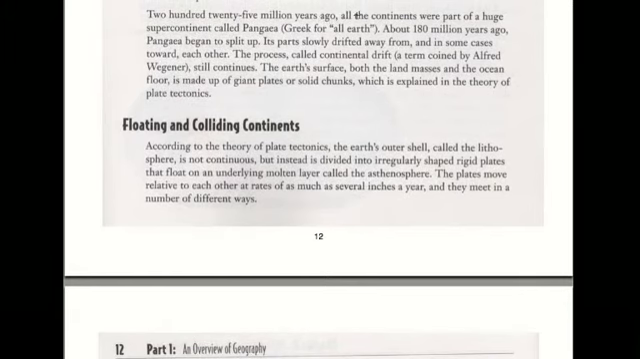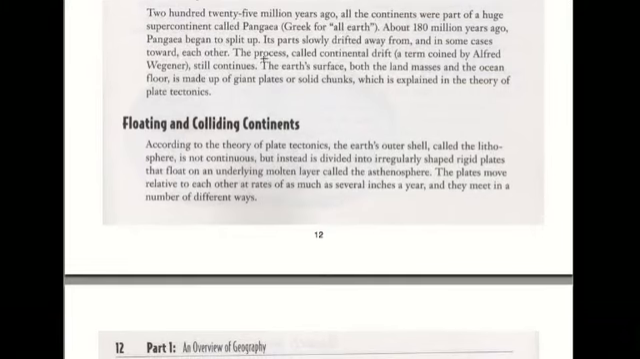225 million years ago, all the continents were part of a supercontinent called Pangaea. About 180 million years ago, Pangaea began to split up. Its parts slowly drifted away from, and in some cases towards, each other. The process, called continental drift, still continues.